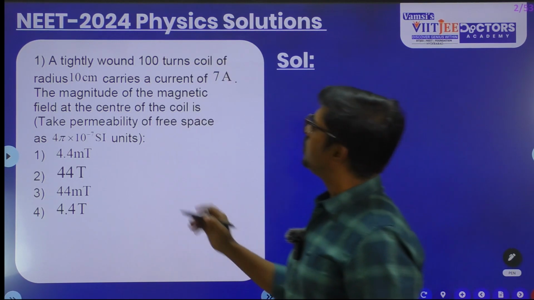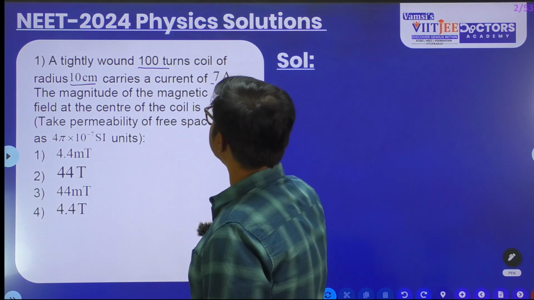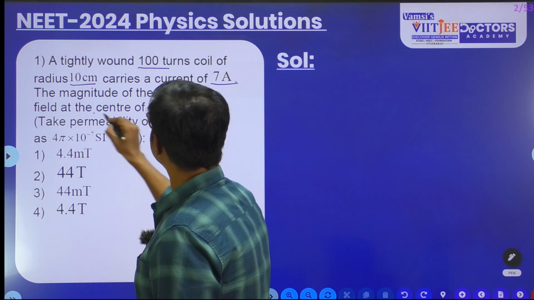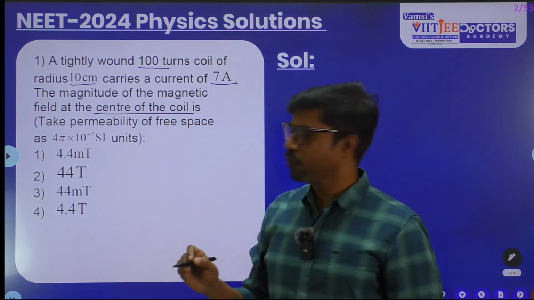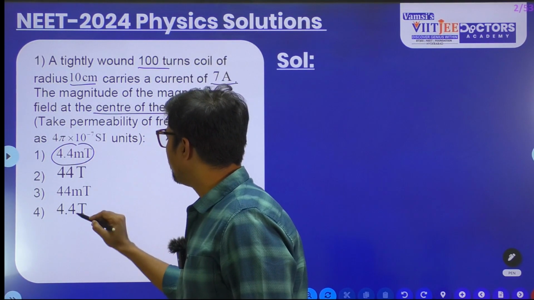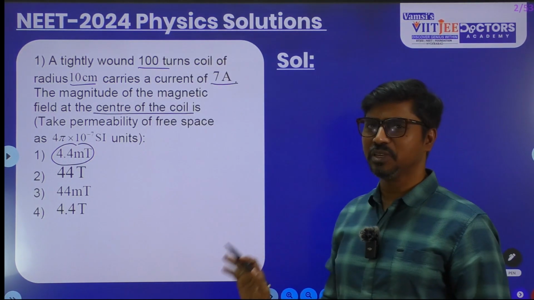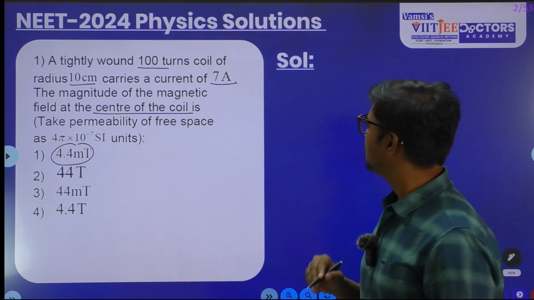Let's get into it. Tightly wound 100 turns of coil of radius 10 centimeters, current 7 amperes, what is the magnitude of magnetic field at the center of the coil? They're asking. It's a very straightforward question. But if you go for the options, right? See 4.4, 44, 44 millitesla, 4.4 Tesla. If you observe the options, right, it means that you don't have to do the calculations very accurately. Approximately, you can do it. See that how we do it.